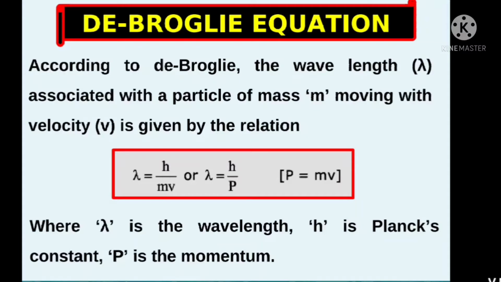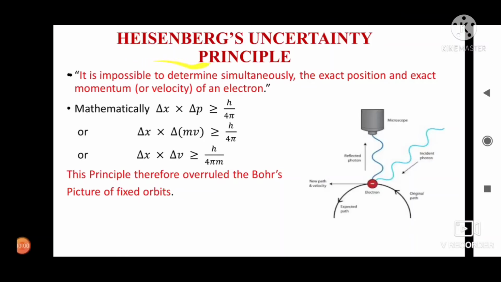We know that the product of mass and velocity is momentum. We can represent momentum by p. So the equation becomes lambda equals h by p, where lambda is the wavelength, h is Planck's constant, and p is the momentum. Heisenberg uncertainty principle.